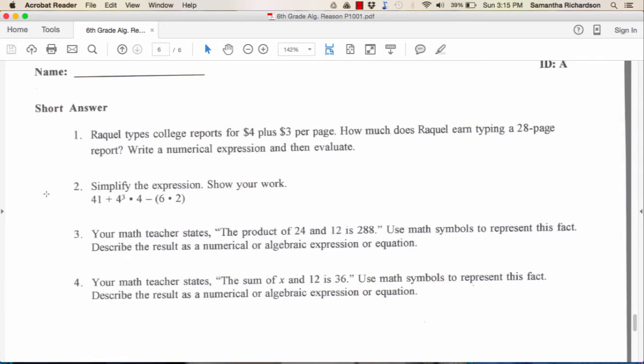Question 2. Simplify the expression. Show your work. 41 plus 4 cubed times 4 minus parentheses 6 times 2 close parentheses.